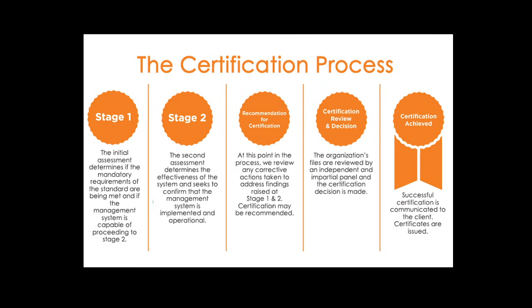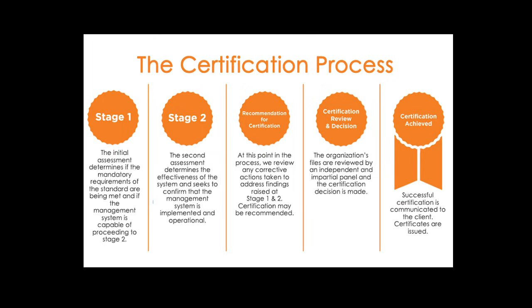Then when we move to stage two, the second assessment determines the effectiveness of the system and seeks to confirm that the management system is implemented and operational. Then we move to the next stage, which is recommendation for certification. At this point in the process, we review any corrective actions taken to address findings raised at stage one and stage two. Certification may be recommended.